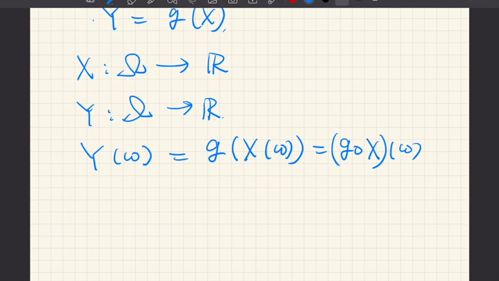Now, suppose we know the density function of x. Let's write this as f_X(x).